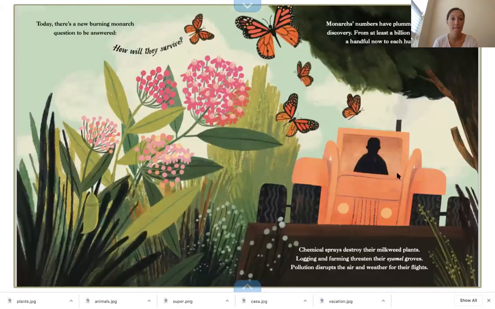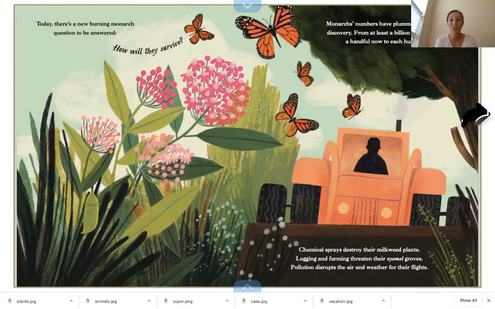However, today there's a new burning monarch question to be answered. How will they survive? Monarchs' numbers have plummeted. If their numbers have plummeted, that means that they have gone down. We have less monarchs since the 1976 discovery. From at least a billion down to millions, a handful now to each 100 then.